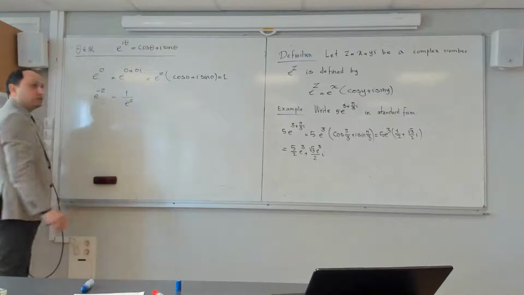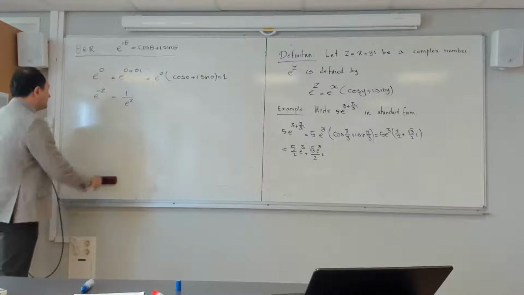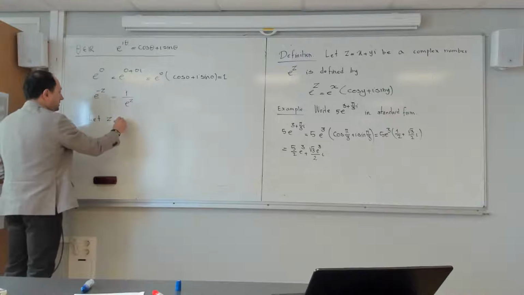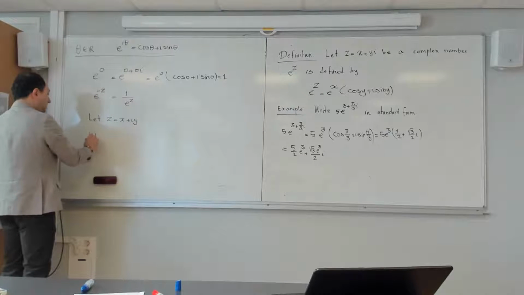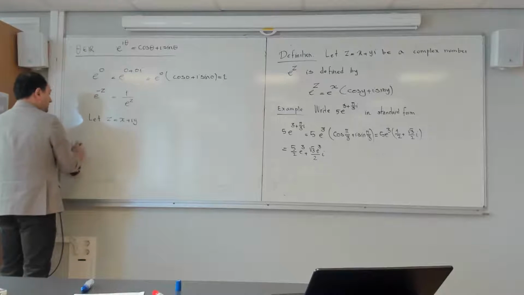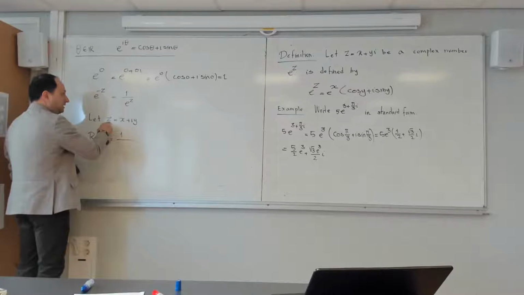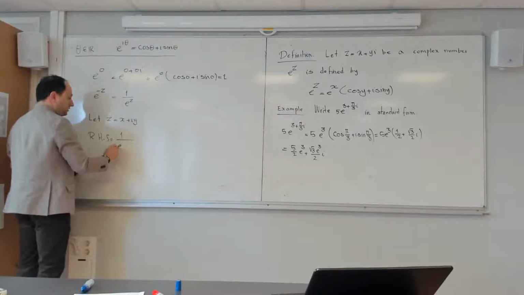So how can we prove this formula, by the way? Let us see if it works or not. So if I want to work with this formula, I would say that let z be x plus iy. And then I put it here. Should we start from the right-hand side? Let us start from the right-hand side this time. Okay, so the right-hand side is equal to 1 over e to the power of z. z is x plus iy, so I know the definition. So the definition is this.